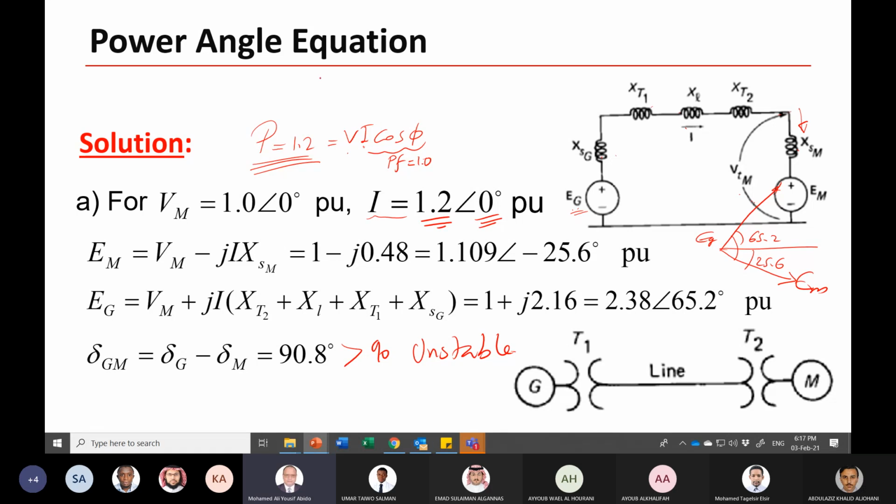How much is P max? What do you think? How much is P max? Is it greater or lower than P1,2?